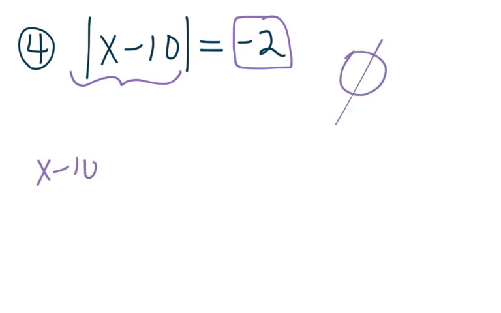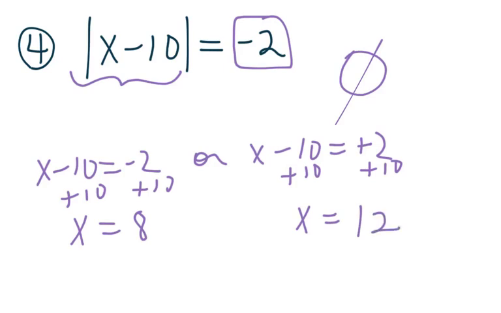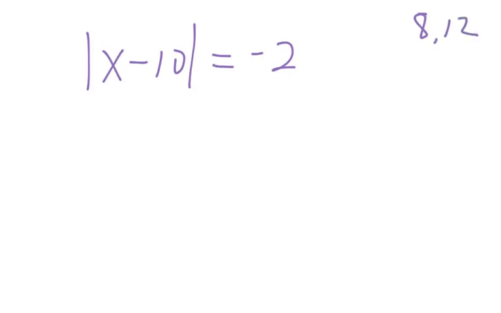But what if you actually did the problem? All right, so let's just pretend like we didn't pay attention to the negative and just did it. Okay? So I get 8 and 12. Well, if I check it, absolute value of x minus 10 equals negative 2. We got 8 and 12 as potential solutions.